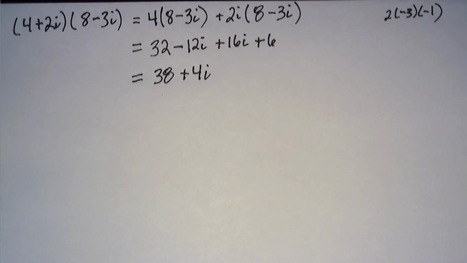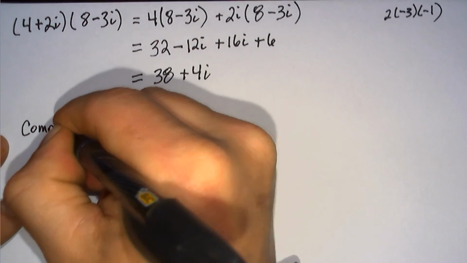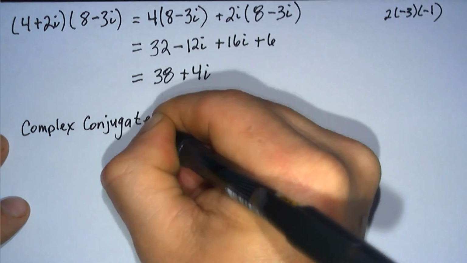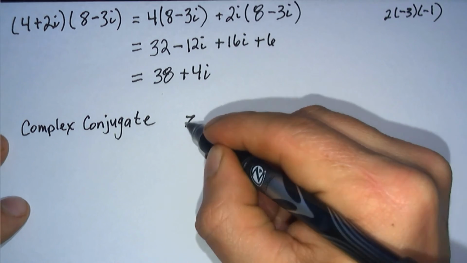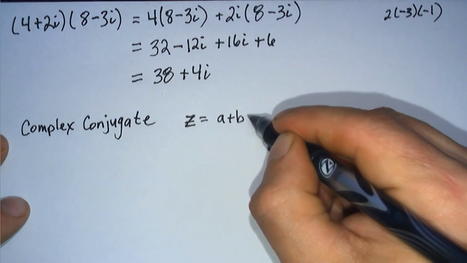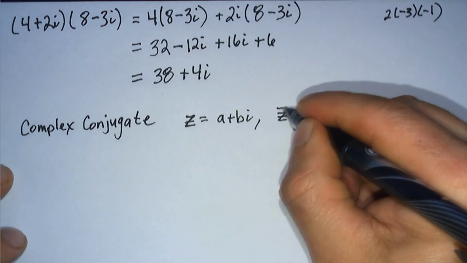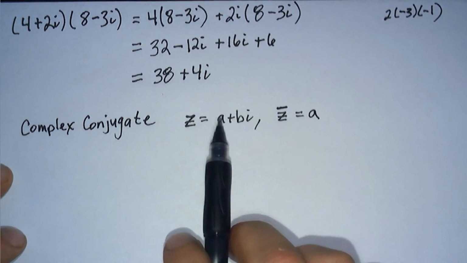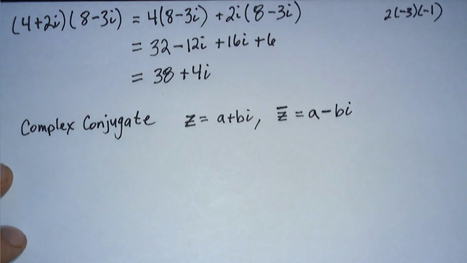Okay, so the next thing we're going to look at is we're going to define a new number called the complex conjugate. It is denoted by, if z is the complex number a plus bi, the complex conjugate has a bar over it, and it's the same real and imaginary parts. The only difference is this sign is changed.